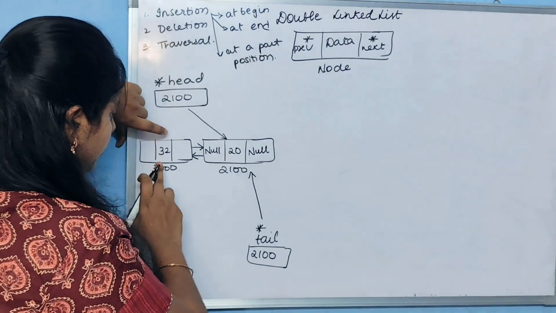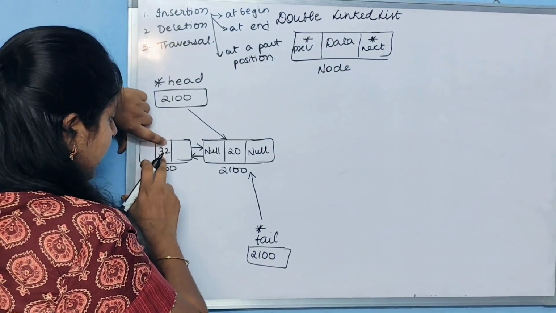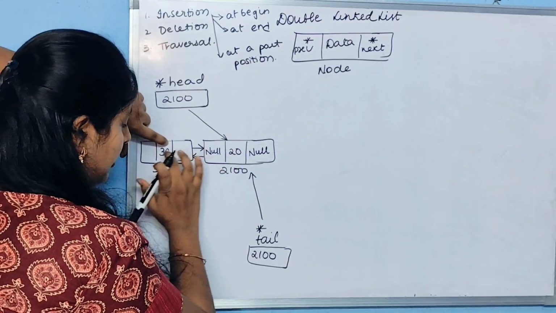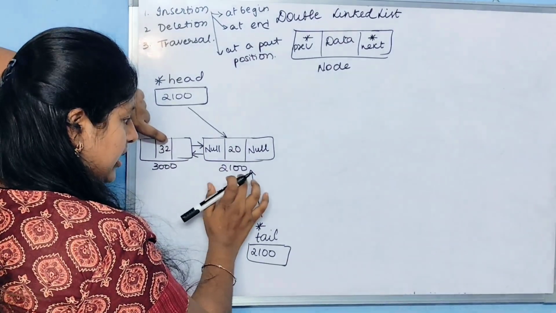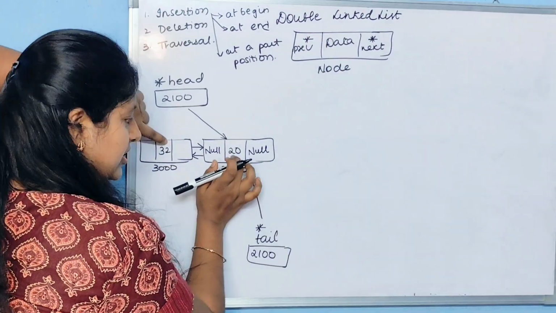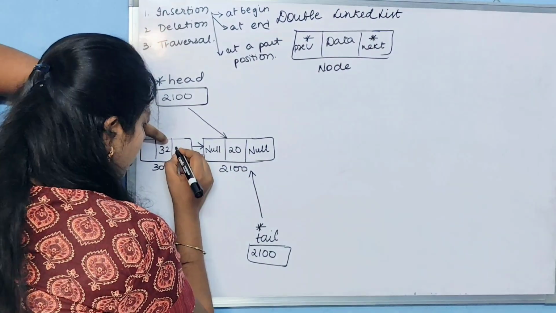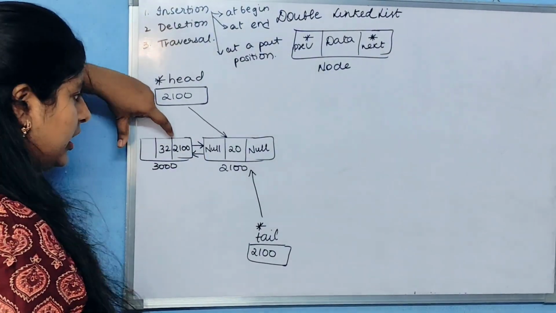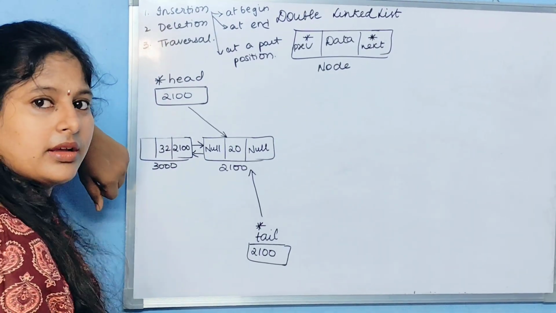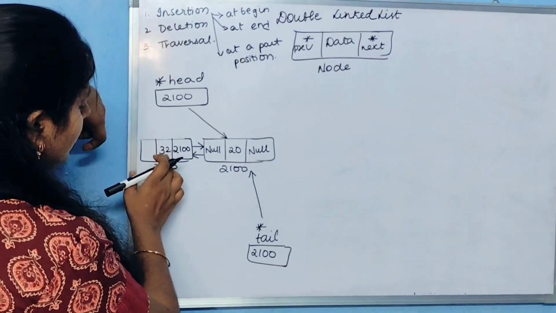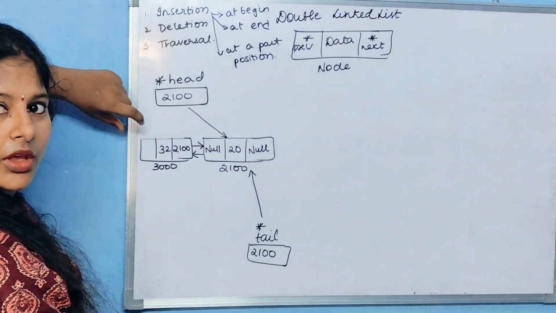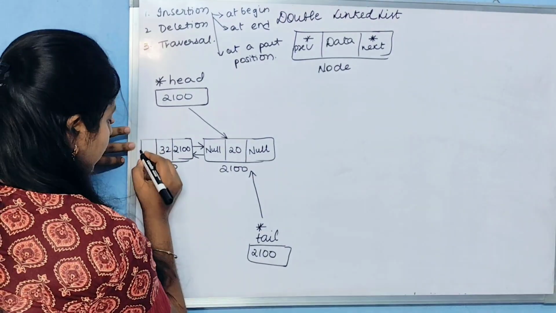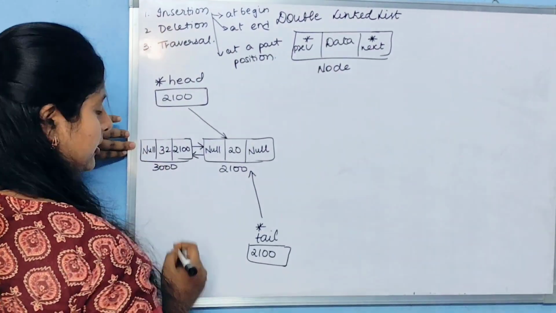Okay. Now, is there any element next to 32? Yes. After 32, 20 is present. Right. What is the address of 20? 2100. So what is the next part of 32? It represents 2100. Right. Now, what is the previous of 32? Is there any element before 32? No. Since there are no elements, you will write it as null. Okay.